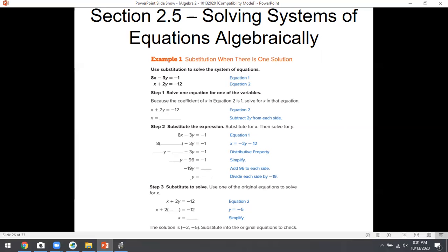First example from the textbook today says 8x minus 3y, this will be on the next slide in a second, equals -1. And then they give you a second equation where they say x plus 2y is equal to -12.